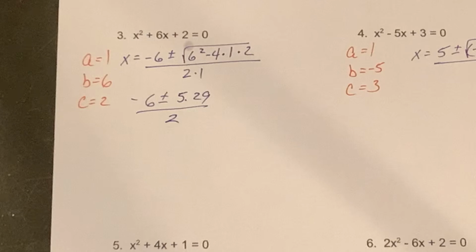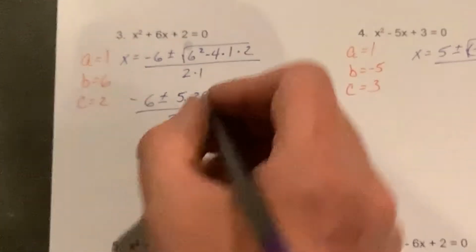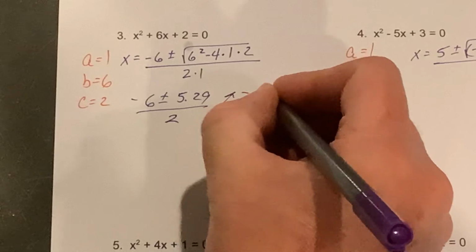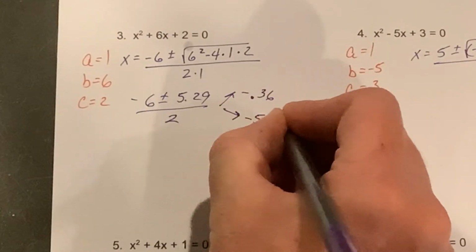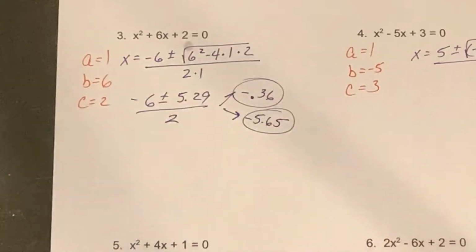So we type in negative 6 plus 5.29 and divide by 2. And we type in negative 6 minus 5.29, remember to hit equals, and then divide by 2. And we get 2 answers. One answer is negative 0.36, and the other answer is negative 5.65. So those are your 2 answers for that. Okay, so they're not nice decimal answers. If you were graphing this, it would cross the x-axis twice, and those would be the points at which it crosses the x-axis. All right, not nice integers like we worked with in the last unit.